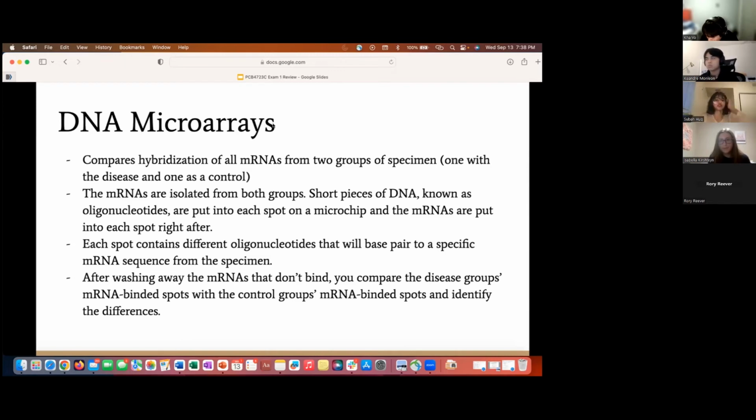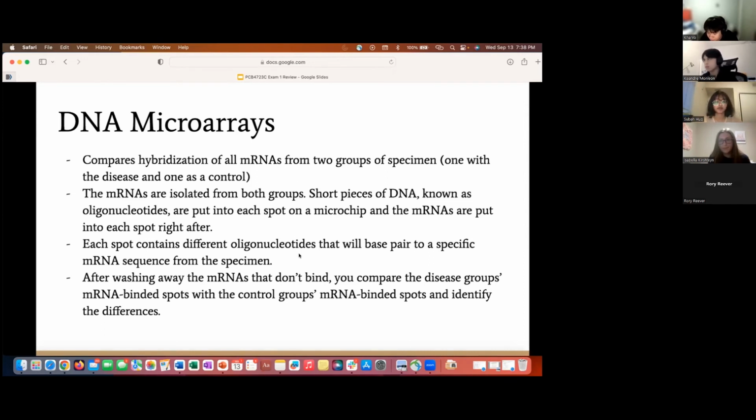So you take the mRNAs from both groups, and you use a microchip. A microchip has a bunch of different spots, and you can put short pieces of DNA into these spots, and the mRNAs are put into each spot right after. So these oligonucleotides can base pair to the mRNAs, and they're usually very specific. There are different oligonucleotides, but they'll only base pair to a specific mRNA sequence from the specimen.